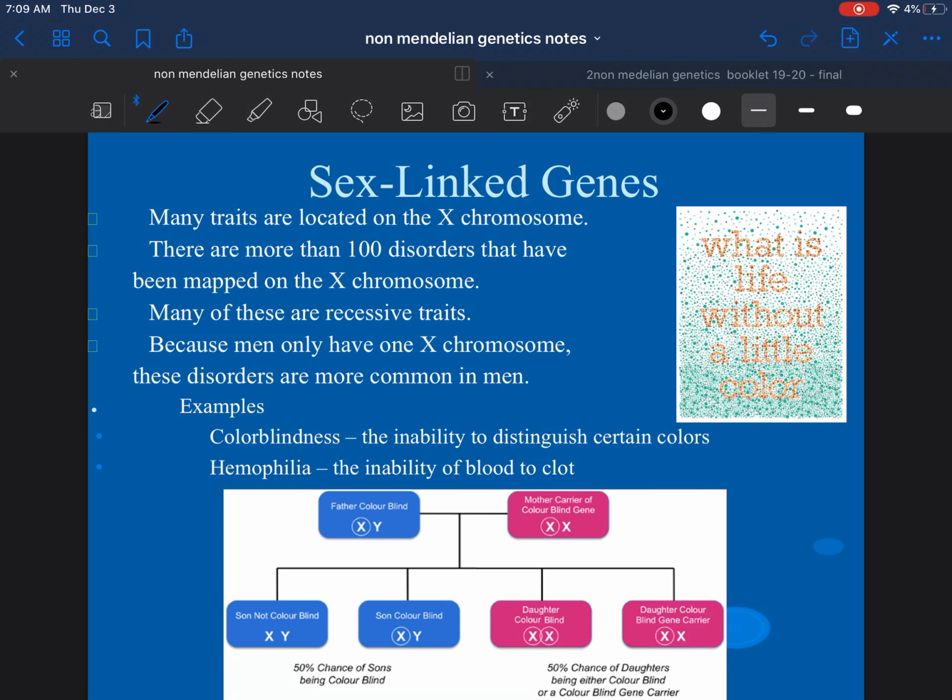So sex-linked genes: many traits are located on the X chromosome. That's why the female will pass down many traits. And you can have more than 100 disorders based off the X chromosome alone. The females are more likely to carry the trait, but the male is more likely to get the trait. So it's kind of messed up. But because men only have one X chromosome, these disorders are more common in men. An example that we talked about last class is colorblindness and also hemophilia.